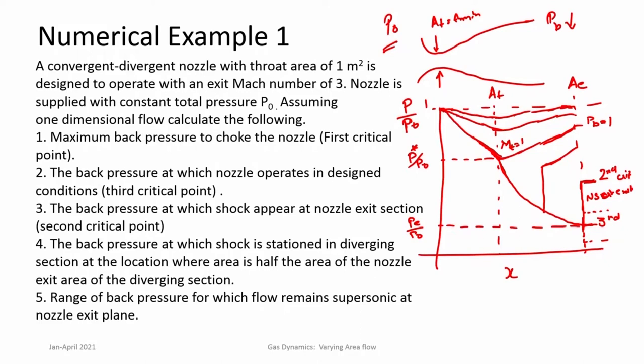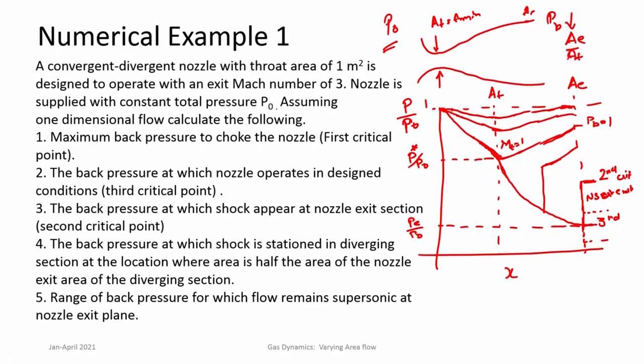So what we can do is, for this Mach 3 nozzle, look at various such points in a numerical sense. And also the fourth question: the back pressure at which the shock is stationed in the diverging section at the location where the area is half the area of the nozzle exit area. So the area ratio for the nozzle at which the shock stands is half. When we talk about the area ratio of the nozzle, it refers to AE by AT.